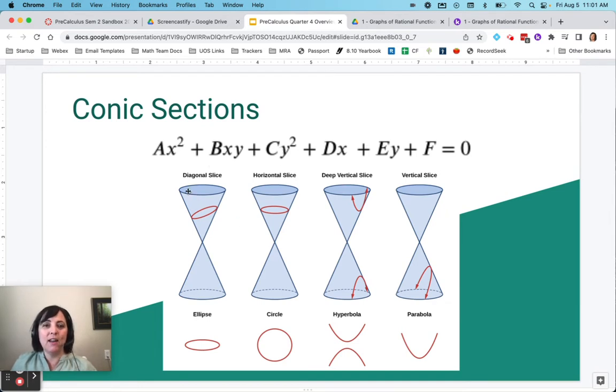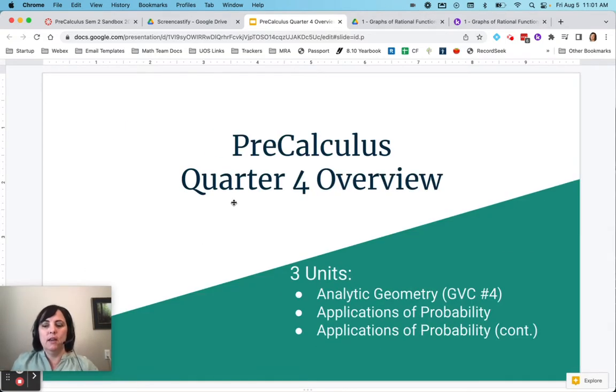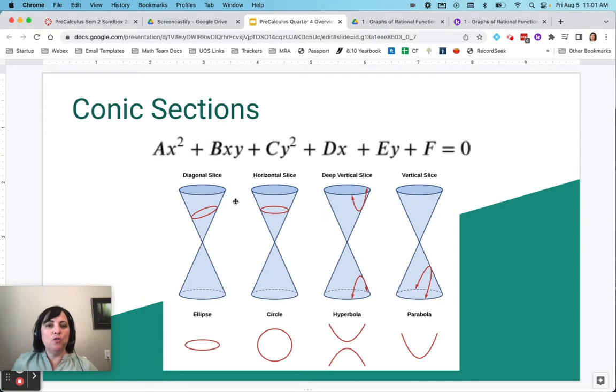The reason they're called conic sections is because if you take 2 cones and you put the points together, and you slice it through. If it's a diagonal slice, it's going to become an ellipse. If it's a horizontal slice, it'll be a circle. If it's a deep vertical slice, meaning you're going through both of them, and it hits both cones, then it's a hyperbola. And if it's just a vertical slice that goes through one end of the other, that's a parabola. So just so you know, that's where we get the word conic sections and what those are.